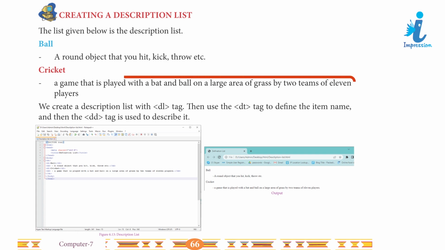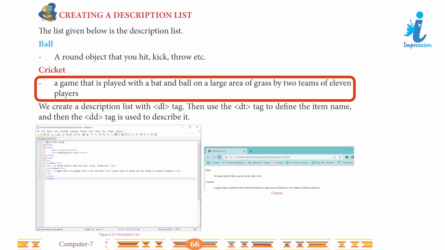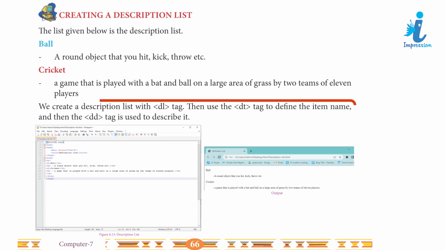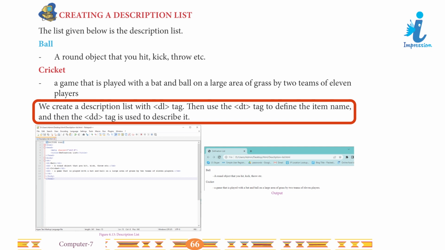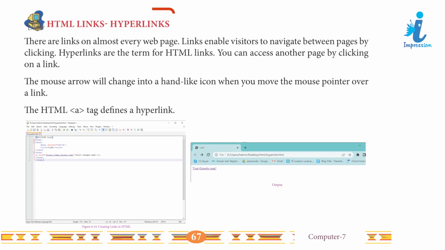Cricket, a game that is played with a bat and ball on a large area of grass by two teams of 11 players. We create a description list with the DL tag. Then use the DT tag to define the item name, and then the DD tag is used to describe it.